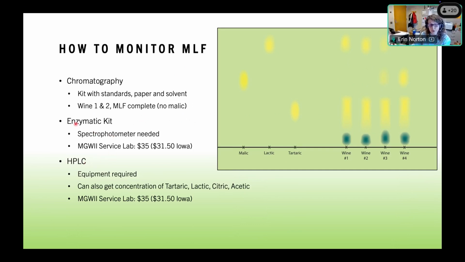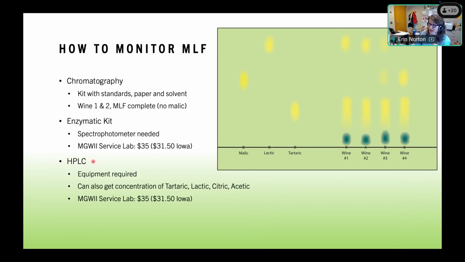So we use an enzymatic kit, which is quite easy for us to do, quite quick. You do need a spectrophotometer if you're interested in doing this in your own winery. A spectrophotometer can be used for a lot of different analyses. At our lab, it's $35 or $31.50 if you're here in Iowa.